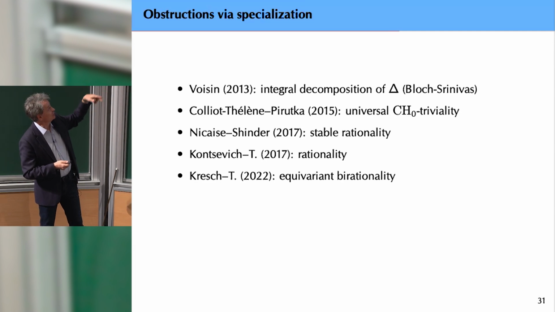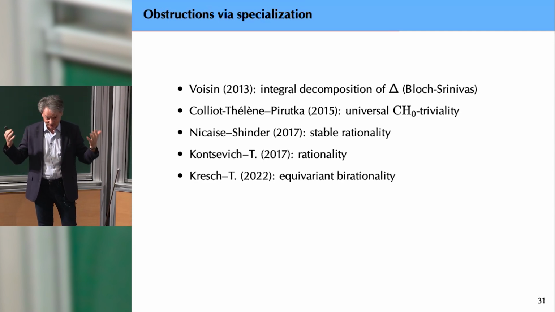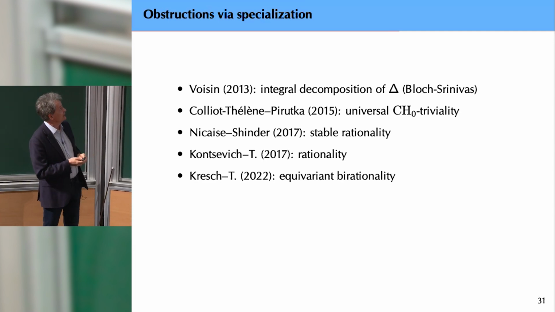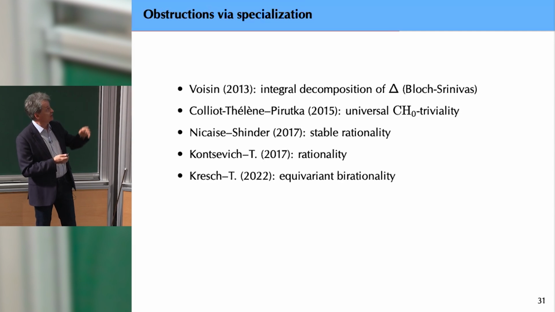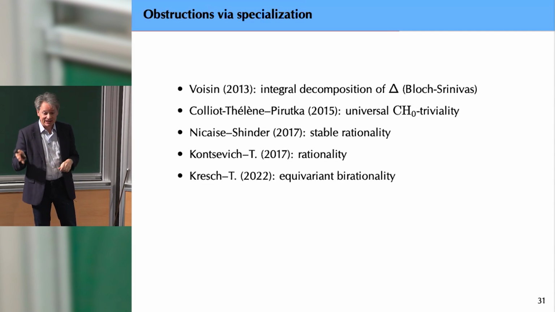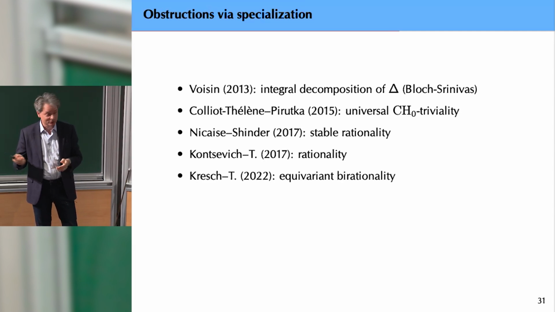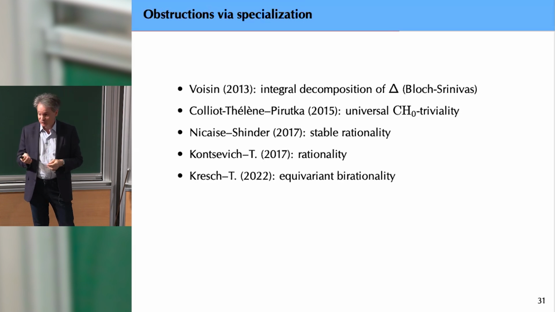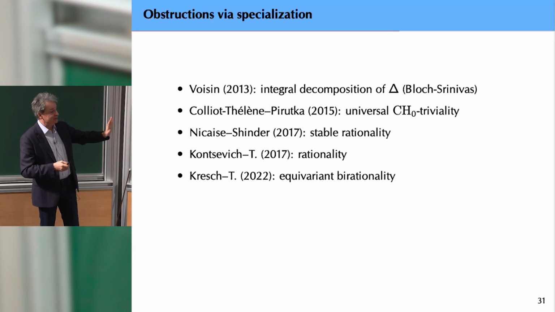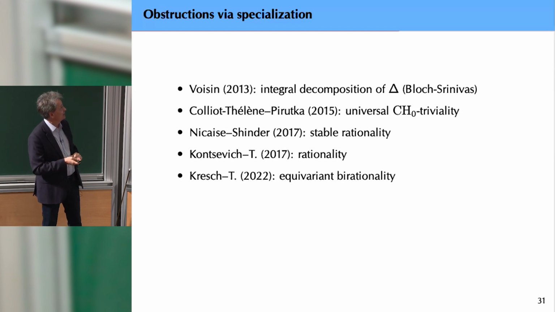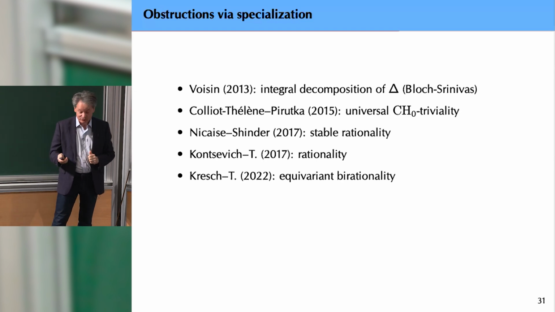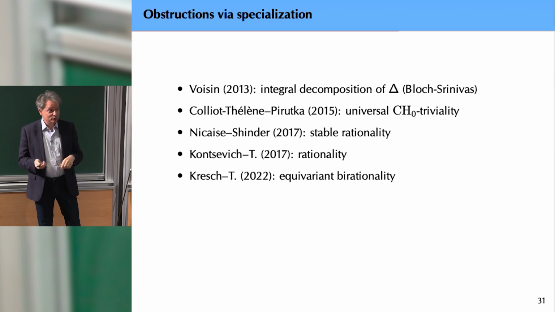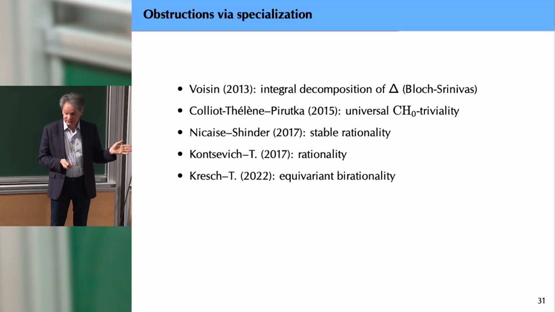Now, there are many versions. The first, of course, kind of breakthrough observation by Voisin. She worked in the context of the decomposition of the diagonal, zero cycle, that goes back to the work of Bloch and Srinivas. And then Colliot-Thélène and Pirutka talked about universal Chow-zero triviality. But then it gets sort of closer and closer. Specialization of stable rationality by Nicaise and Shinder. We prove specialization of rationality. With Andrew, we prove specialization of equivariant rationality.